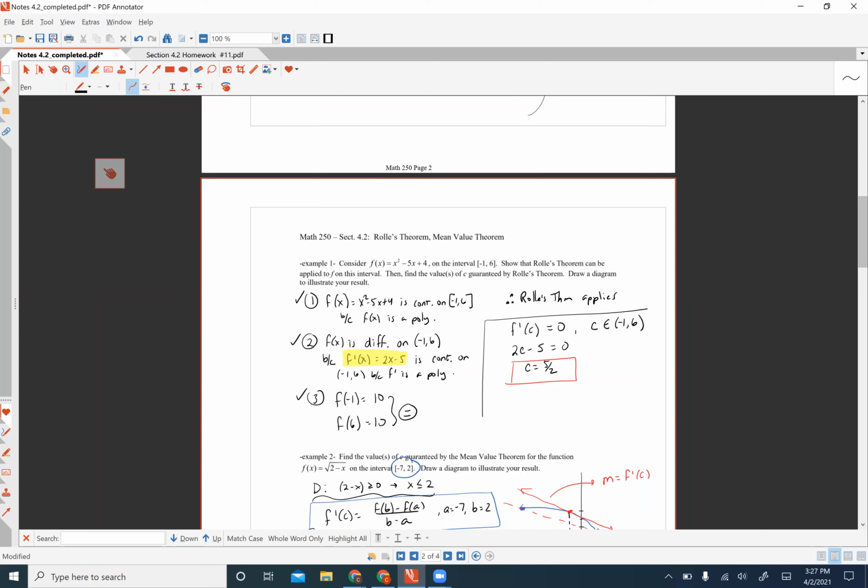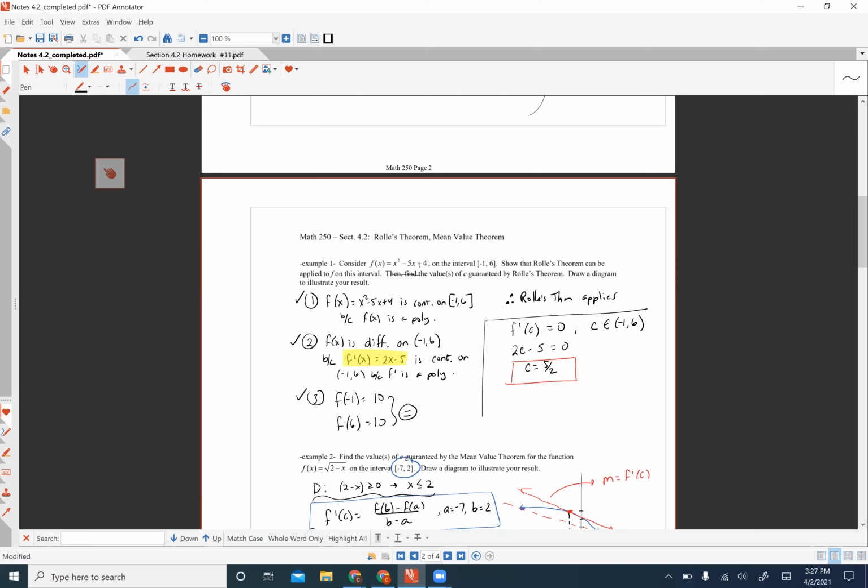Okay, so let's just look at this problem right here. You have this polynomial, f of x equals x squared minus 5x plus 4, on the closed interval -1, 6. Polynomials are continuous everywhere. They're actually differentiable everywhere. And again, for our course, the only time it wouldn't be differentiable is if the denominator of the derivative was 0 somewhere, or you had some kind of absolute value function.